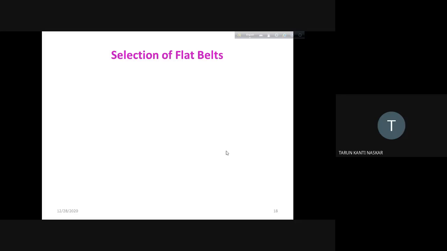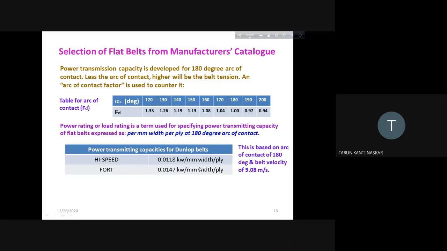You go to this table. You look at the table. This is for 0.0118. So say for high speed, this is 0.0118 for 5.08 meter per second and 180 degree arc of contact. For 180 degree arc of contact, there must be a factor if it is other than 180 degree, and there must be a factor if the velocity is other than 5.08.